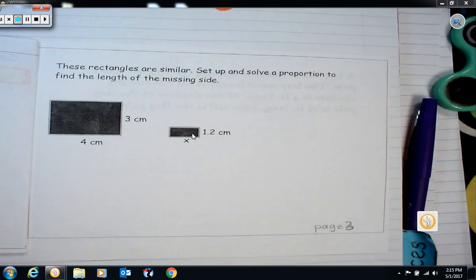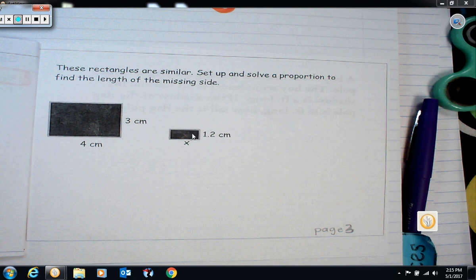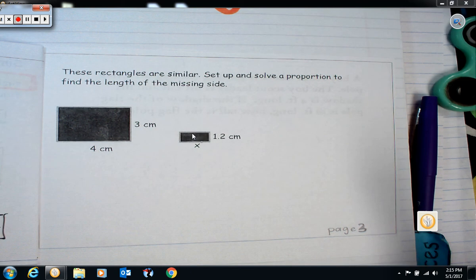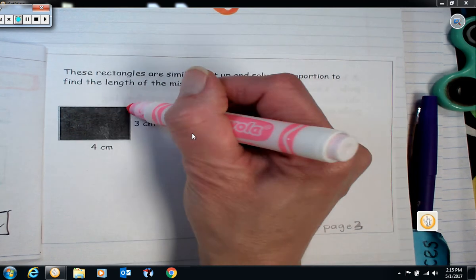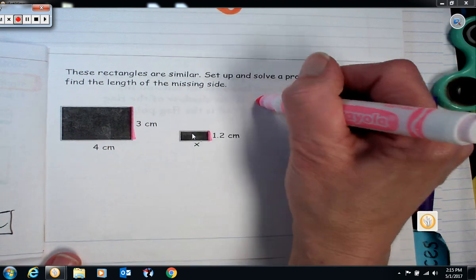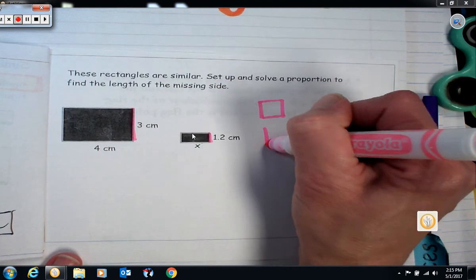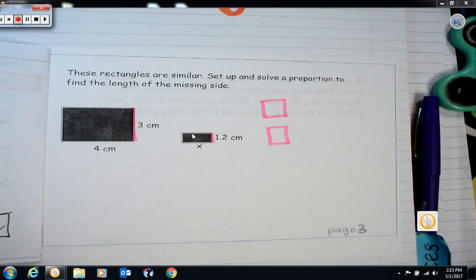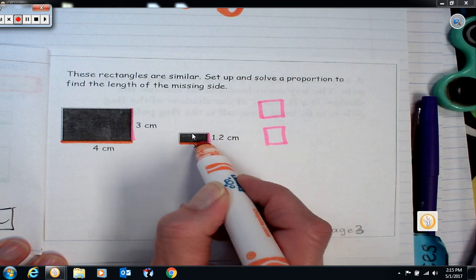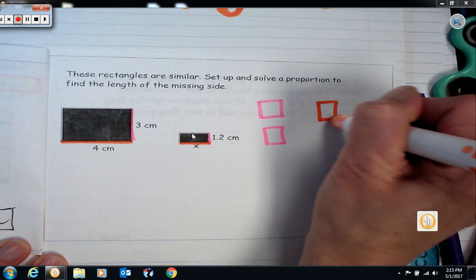These two rectangles are similar. So if they are similar, then I know that their sides are proportional. I'm going to start by finding the matching sides. This 3 centimeter side and this 1 2/10 centimeter side are proportional. And I also know that this 4 centimeter side and this X side are proportional.